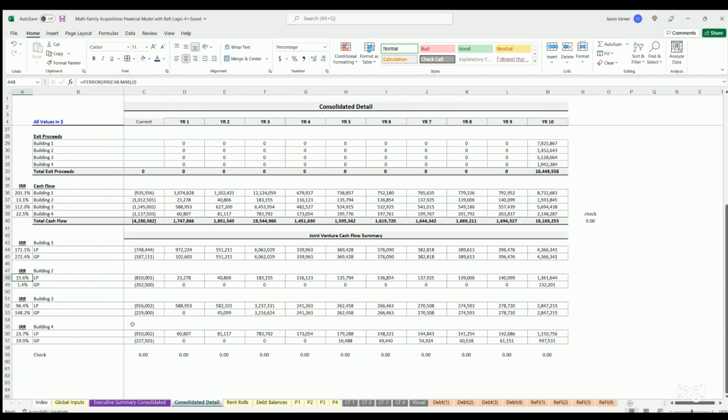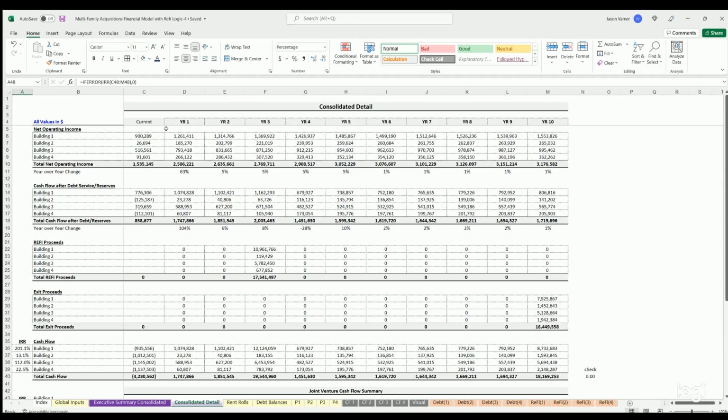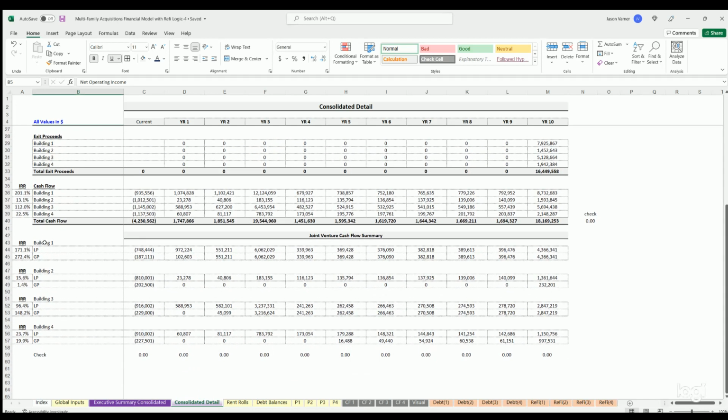We've also got consolidated, so I just went over this, but it's showing by detail the high level items like NOI, cash flow after debt and reserves. This is all operational. Then we've got other items like refi, exit, total cash flow, and then cash flow for each LP and GP group for each type of each building.